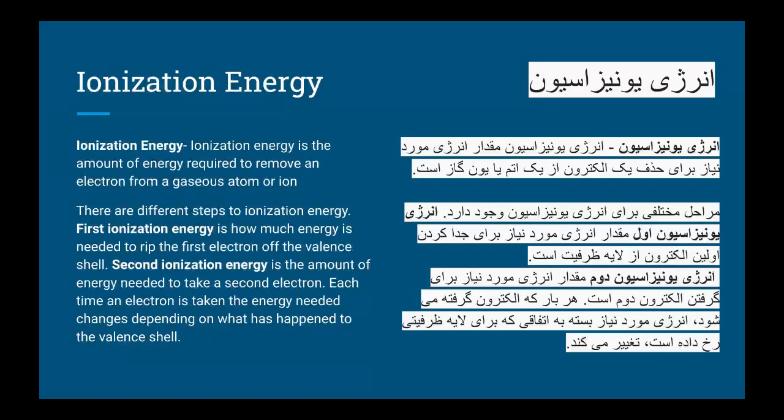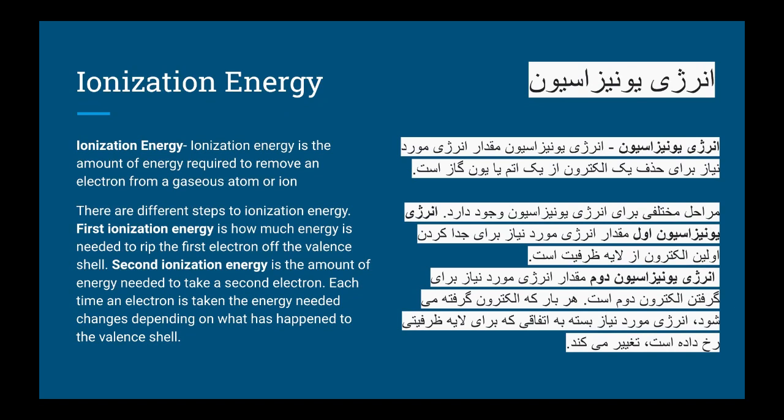I'm going to be talking to you about ionization energy. Ionization energy is the amount of energy needed to remove an electron from a gaseous atom or ion. There are different types of ionization energy. The first ionization energy is how much energy is needed to take the first electron off the valence shell.